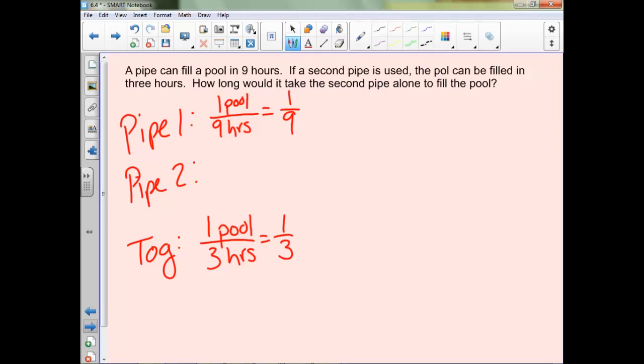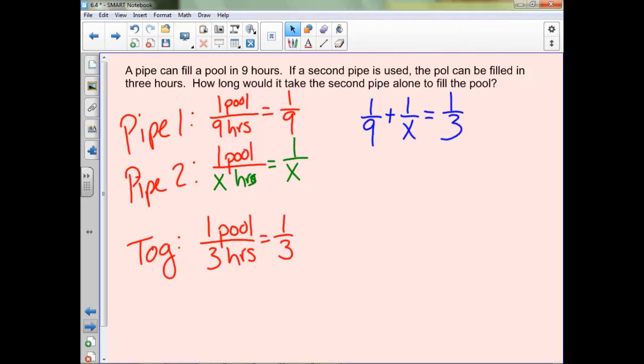Pipe 2, we know it can do one pool, but we have no idea what the rate is or how long it takes it to fill a pool. And in fact, that's what we're asking. So this will be our X hours. So this rate is 1 over X. Now we know that pipe 1's rate plus pipe 2's rate gives us their rate together.